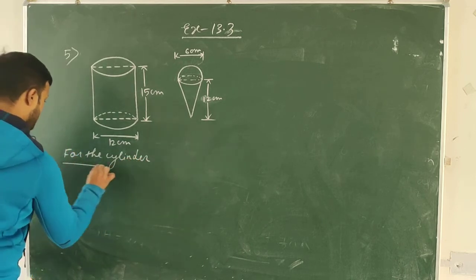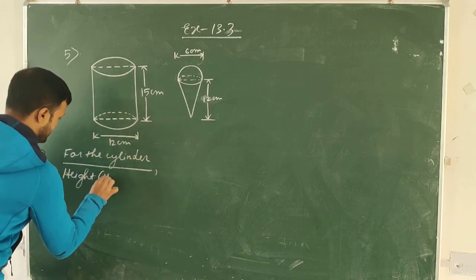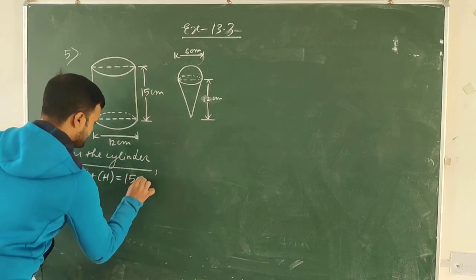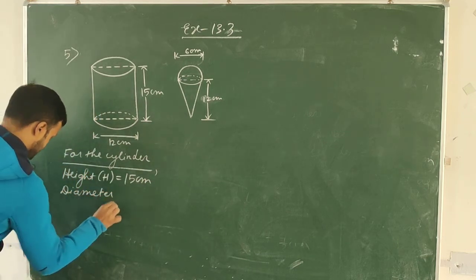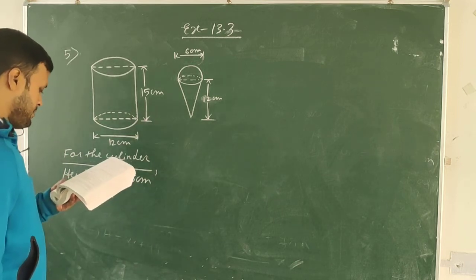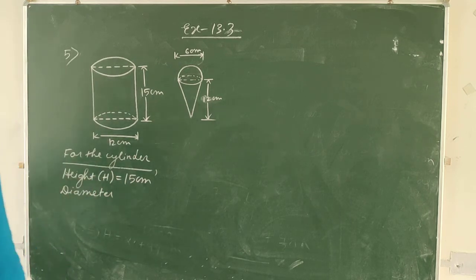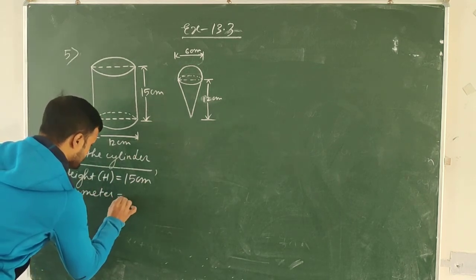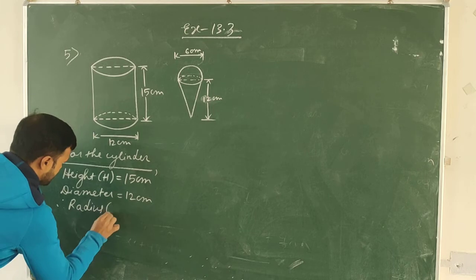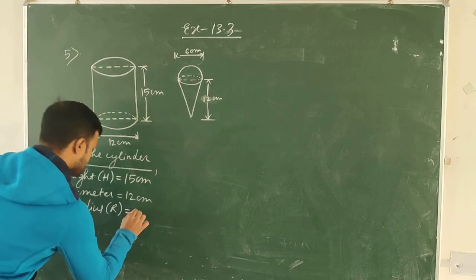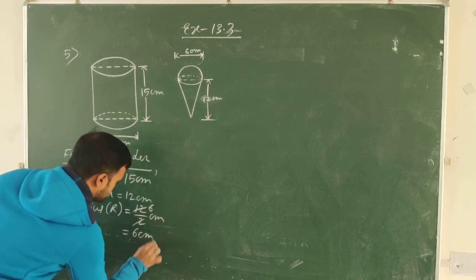So for the cylinder, height h is equal to 15 cm, having diameter 12 cm and height 15 cm. Okay. Radius is 6 cm.